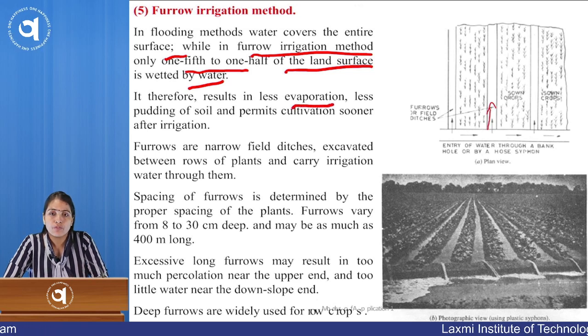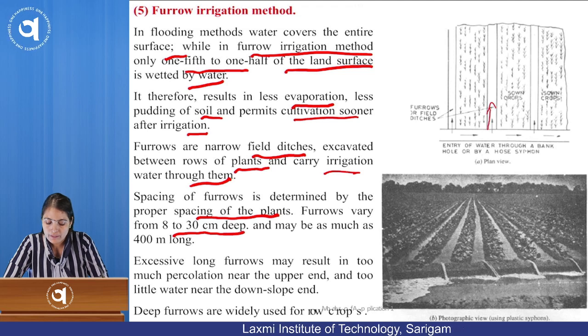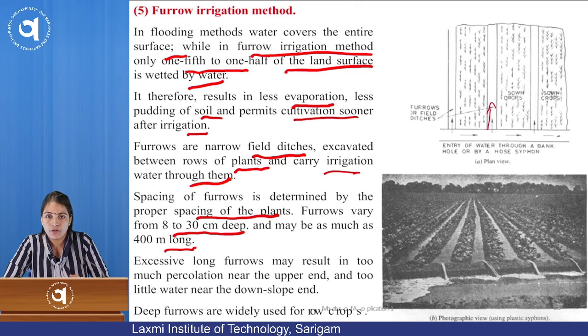What's the benefit of this? Less evaporation will be there, less puddling of soil, and it permits cultivation sooner after irrigation. So the furrows are narrow filled ditches excavated between rows of plants that carry irrigation water through them. The spacing of furrows is determined by the proper spacing of the plants. Furrows vary from 8 to 30 centimeter deep and may be as much as 400 meter long. So the dimension depends on the drainage we are constructing.